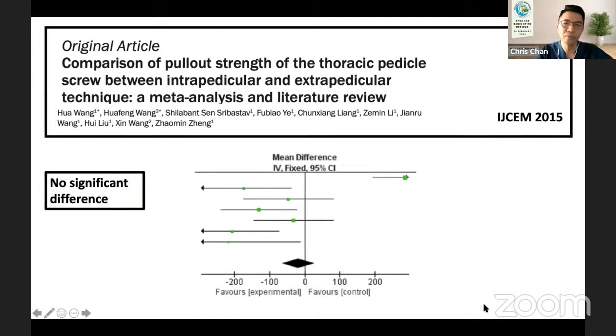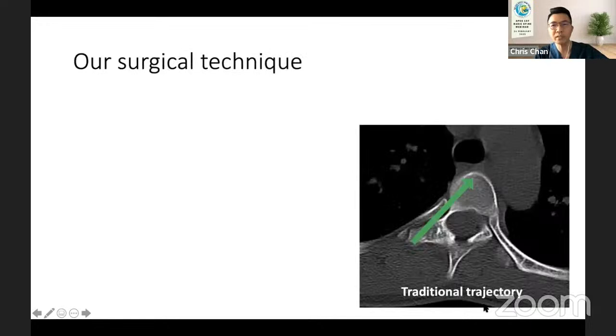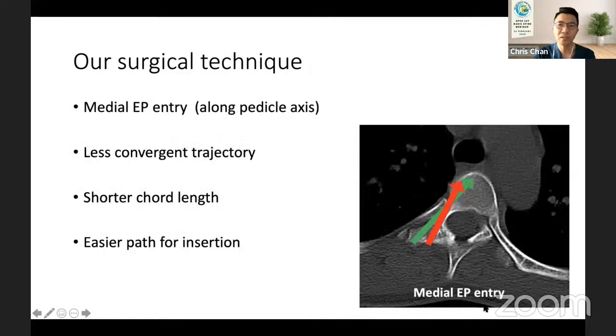Now for the surgical video demonstration. In our surgical technique, which we're going to describe, the one used in our institution, compared to the traditional trajectory, we have a more medial EP entry, which is inserted along the pedicle axis. Therefore, there's a less convergent trajectory leading to a shorter cord length, but it allows an easier path for insertion, especially in a scoliotic spine.